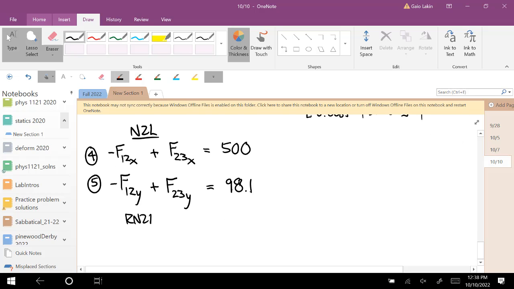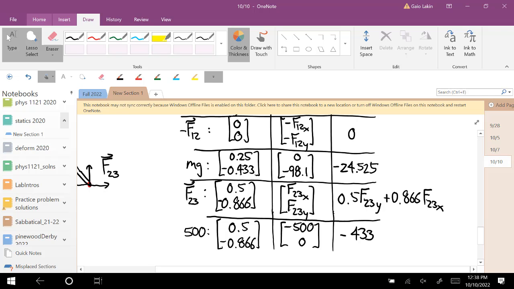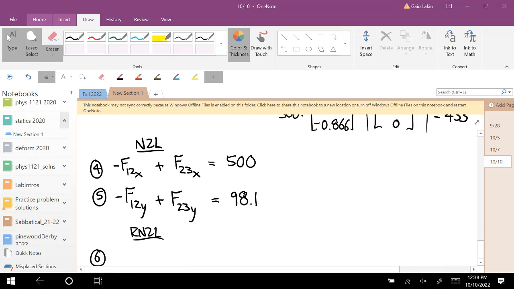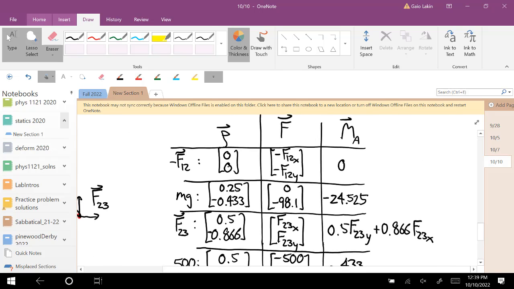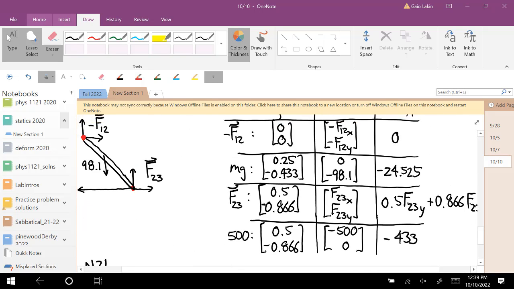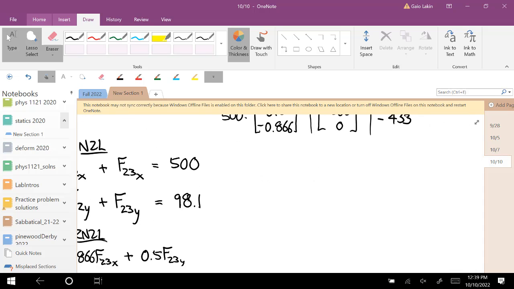And then the moment equation gives us equation 6, and that says 0.866 F23x plus 0.5 F23y is equal to 457.525.